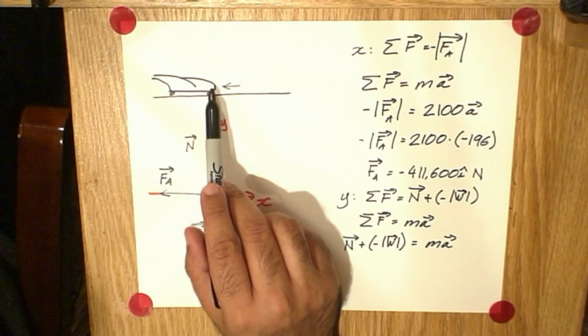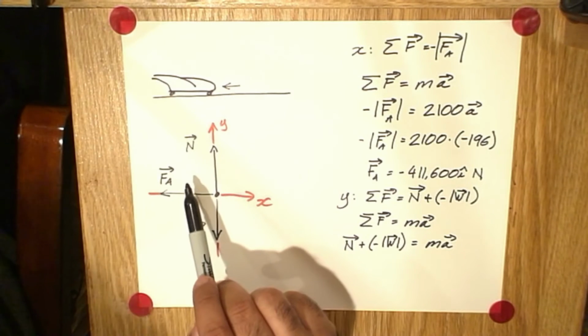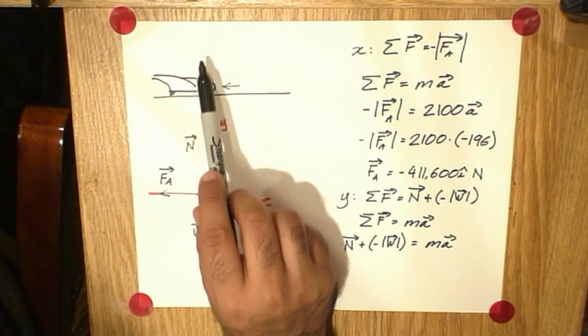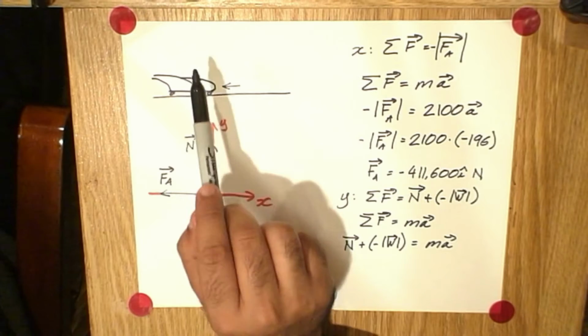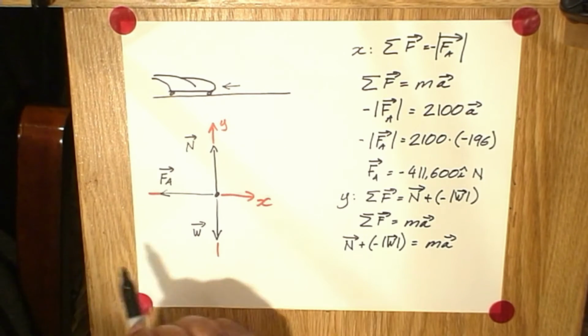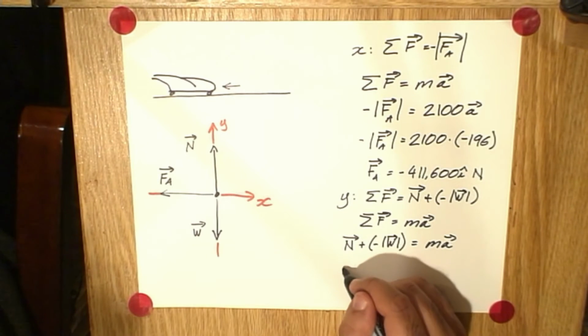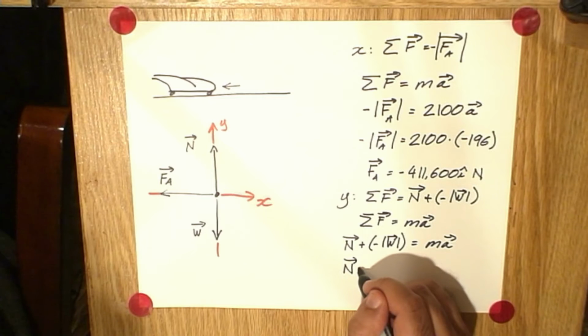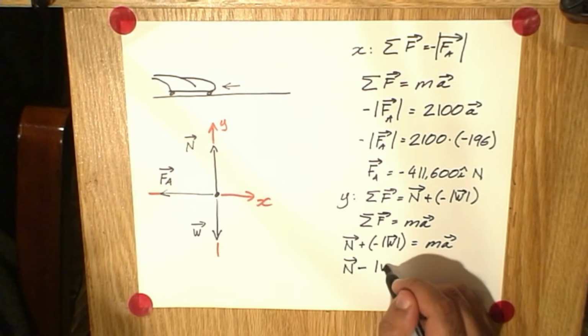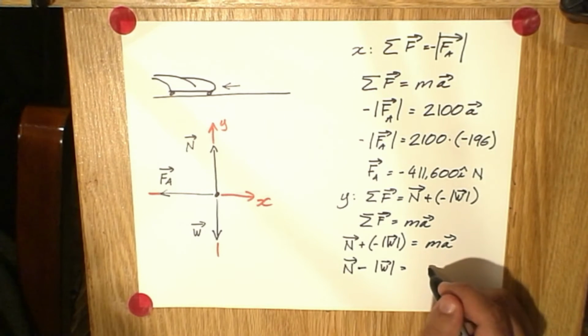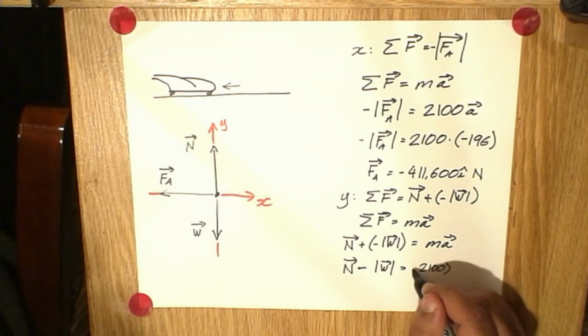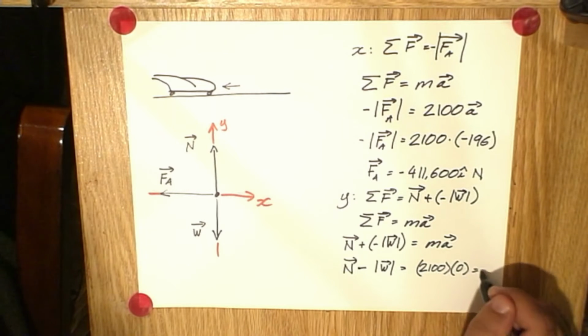Now, this object is not compressing into the ground, and it is not levitating off the ground. So its acceleration in y is 0. So that gives us normal force minus weight force is equal to mass, 2100, times 0, which is 0.